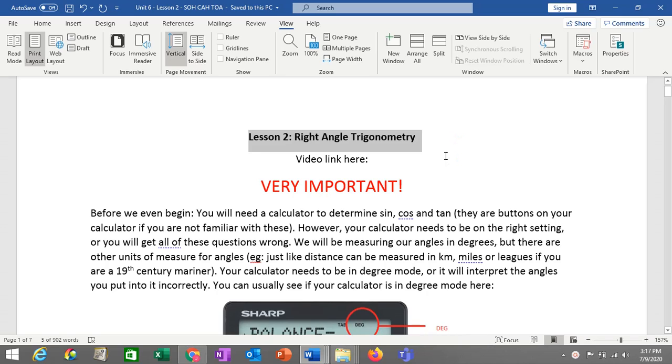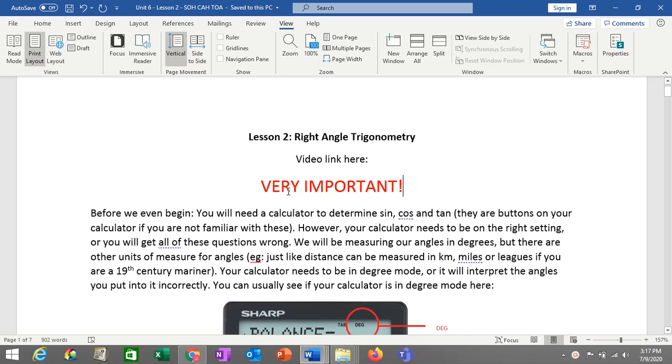Hi everyone. So this is Unit 6, Lesson 2, Right Angle Trigonometry. Before we begin, very important: this is something that you need to do before you do any work, and definitely before you write any tests or your exam.